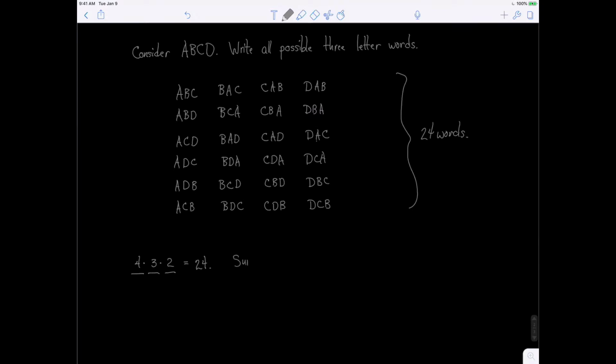Suppose the order of letters does not matter. How many words?